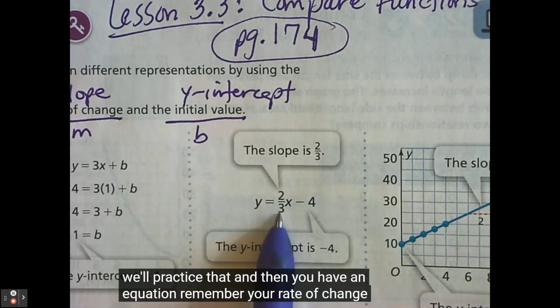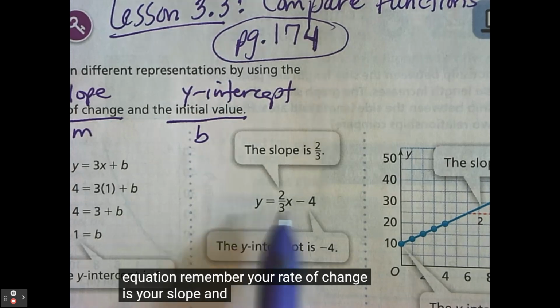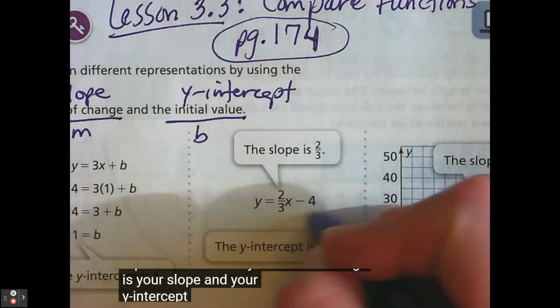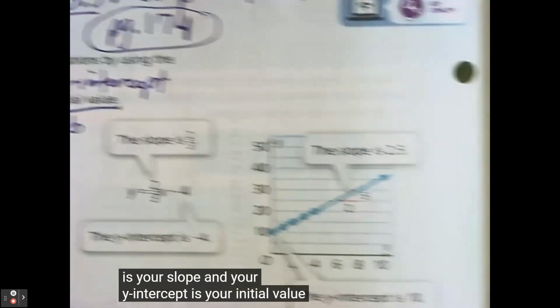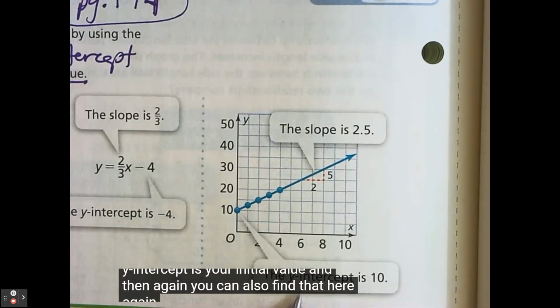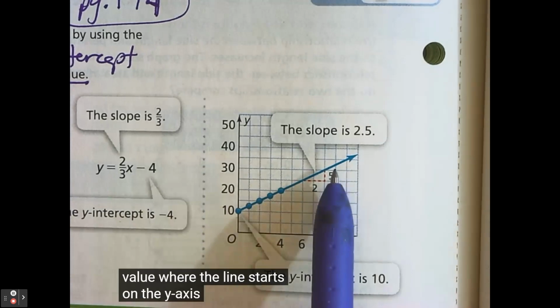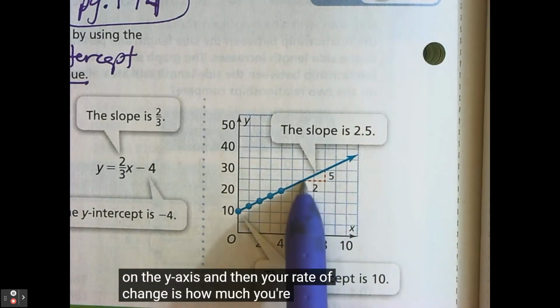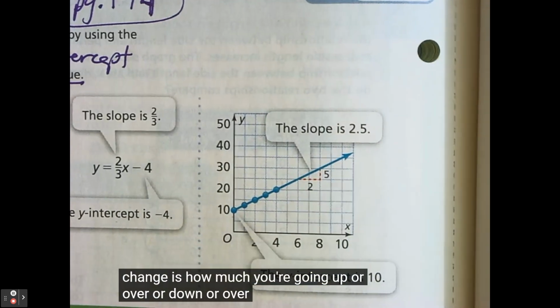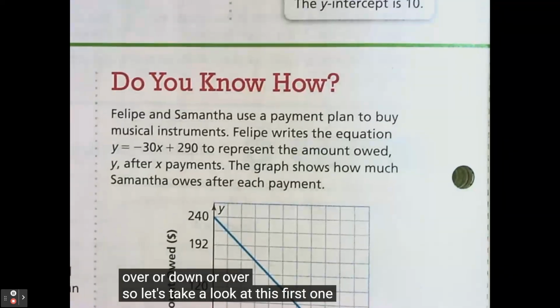Remember, your rate of change is your slope and your y-intercept is your initial value. And then again, you can also find that here. Your y-intercept is your initial value where the line starts on the y-axis, and then your rate of change is how much you're going up or over or down or over. So let's take a look at this first one.